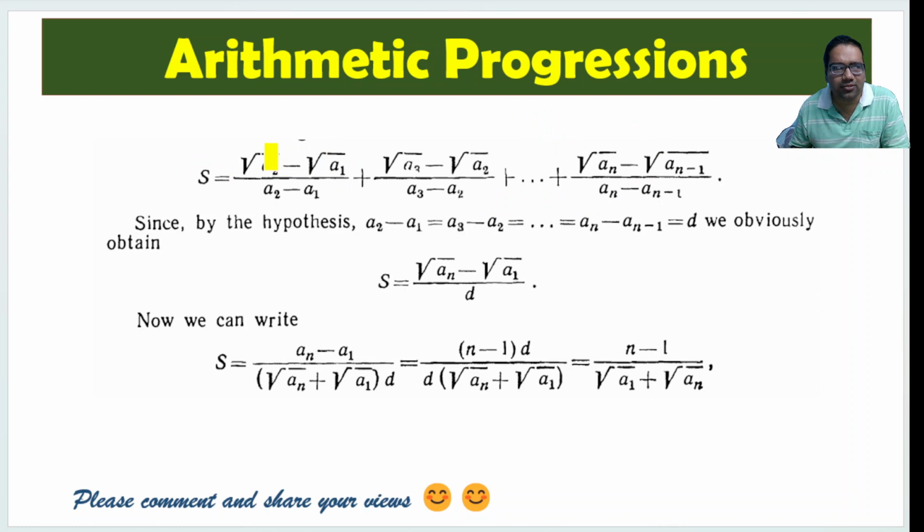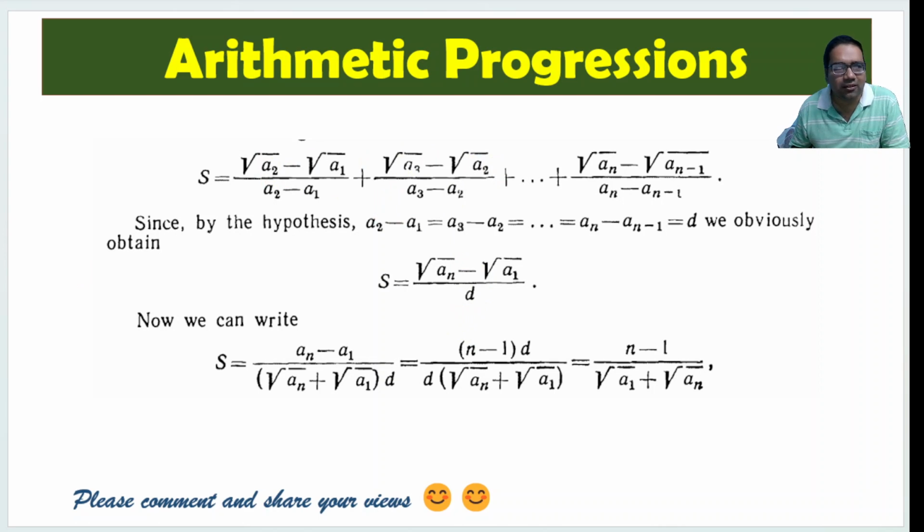If you look at root a2 minus root a1, root a3 minus root a2, root a4 minus root a3, these all will cancel out. For example, root a2 and root a2 will cancel out. Similarly, root a3 and root a3 will cancel out. Everything will cancel out. What will be left? We will be left with the first, a1, and the last, an. We will be left with root an minus root a1, and the remaining middle ones will all cancel, divided by d.